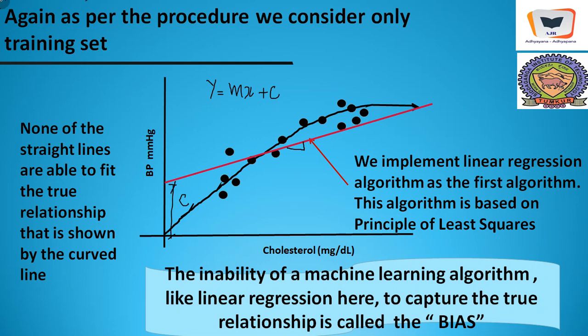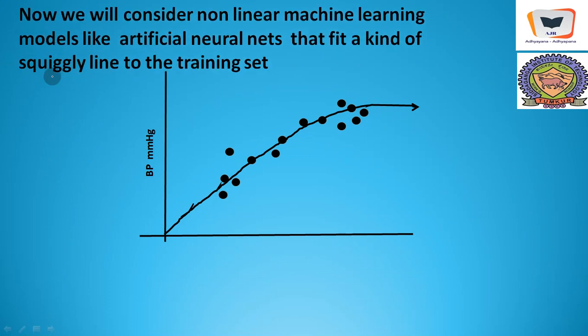The inability of a machine learning algorithm, that is the linear regression algorithm in this example, to capture the true relationship between the variables, that is cholesterol and BP, is called the bias. Therefore, the machine learning algorithm has erred here, unable to fit the real relationship that exists between two variables or two attributes.